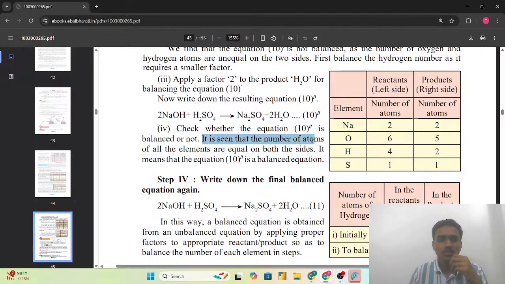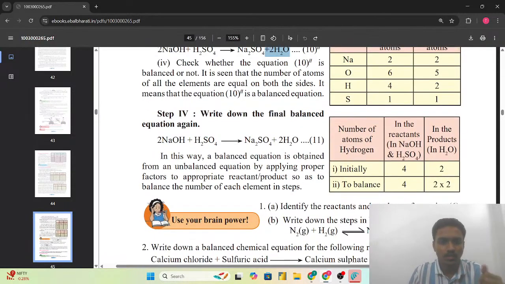नहीं, यहाँ पर देख सकते हैं कि दैट हाइड्रोजन इज गॉट बैलेंस. हाइड्रोजन यहाँ पर दो और यहाँ पर दो, चार हाइड्रोजन हो गए, और यहाँ पर भी चार हाइड्रोजन हो गए. दैट मीन्स हाइड्रोजन इज कंप्लीटली बैलेंस्ड इन द इक्वेशन. सो एक बार देख लेते, राइट डाउन द फाइनल बैलेंस्ड इक्वेशन अगेन. तो एक बार फिर से देखते हैं कि इक्वेशन बैलेंस्ड हो गई है या ना.